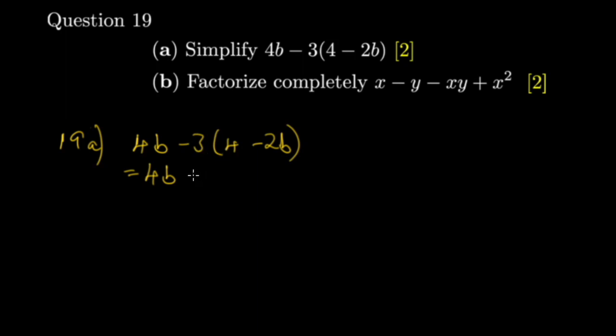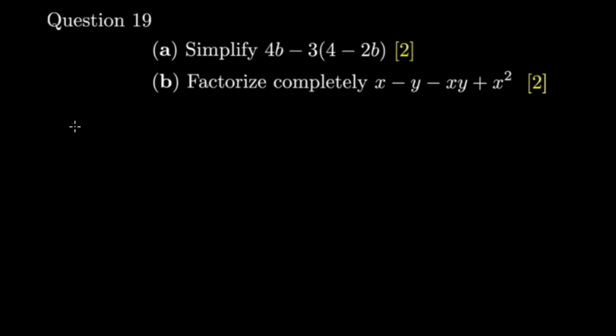Negative 3 multiplied by 4, you get negative 12. Negative 3 multiplied by negative 2b, you get what? 6b. So 4b plus 6b, you get 10b minus 12. So like this, then you're done. Remember, negative and negative give positive. That's where the trick is. If you fail to pick up on that, then you would get this wrong. So that's it for number 19a.